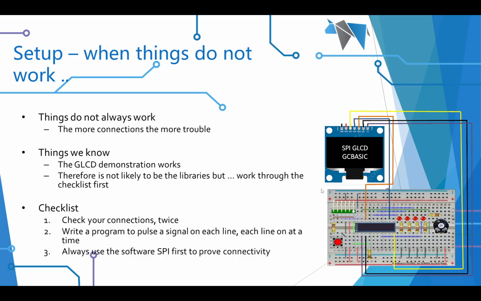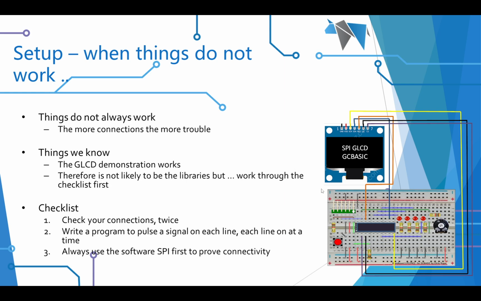So sometimes it doesn't work. I mean, it just doesn't work. Please don't phone me, just look at this slide and work your way through it. There is no SPI discovery. You either send the data or you don't. There is no way of knowing what's attached. Things do not always work.